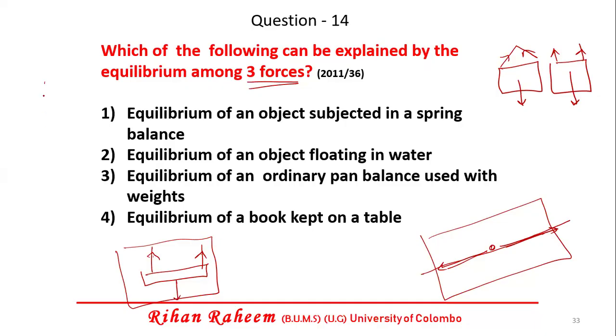Now let's say there is a force going upward, a force going downward, and another force coming out of the screen, coming out of your phone. Then that is a 3D diagram, no? Up and down is 2D. But if a force is coming out of the screen, then it becomes 3D, then it's not coplanar. Are you clear? In our syllabus, all the questions are related to planar.